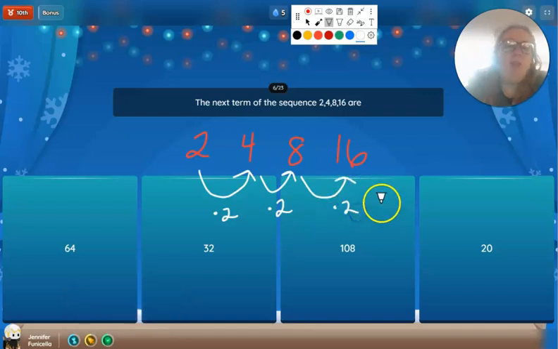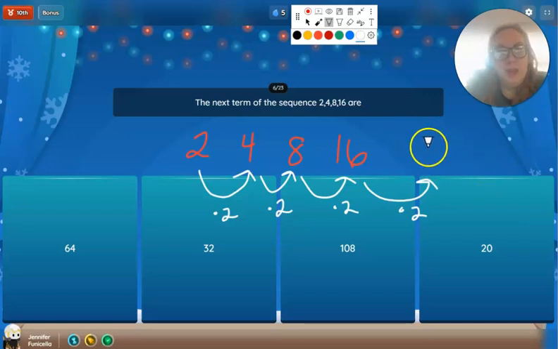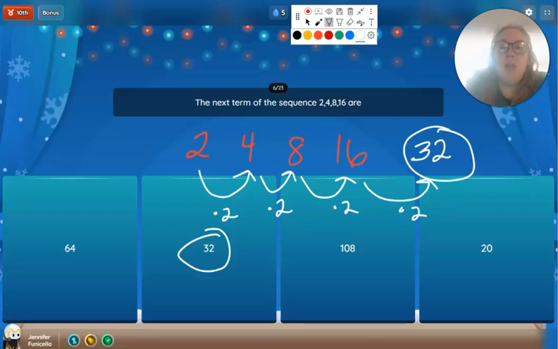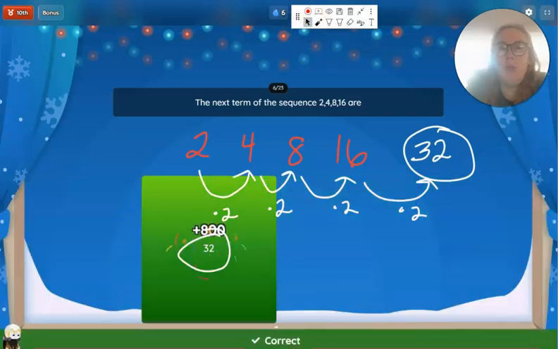8 times 2 is 16. And 16 times 2 is 32. So we noticed that the common ratio was 2, and then we just kept multiplying by 2 to get our next term. Beautiful.